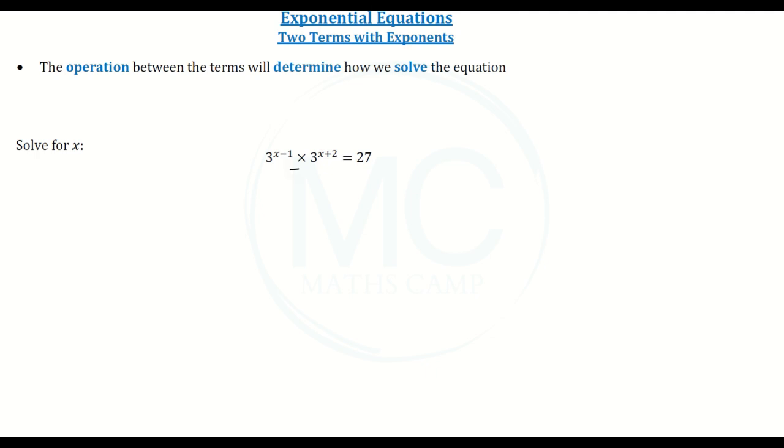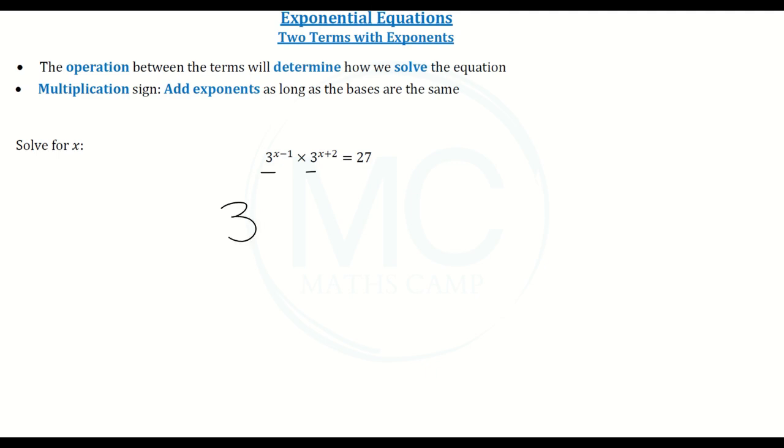Here we have a multiplication sign. When multiplying terms, we can add exponents as long as the bases are the same. So we have a base of 3 and a base of 3. So we can say 3 to the power of x minus 1. Then we are multiplying by 3 to the power of x plus 2, which means we can add the exponents. Plus x plus 2 is equal to 27, which has a prime base of 3, and an exponent of 3.